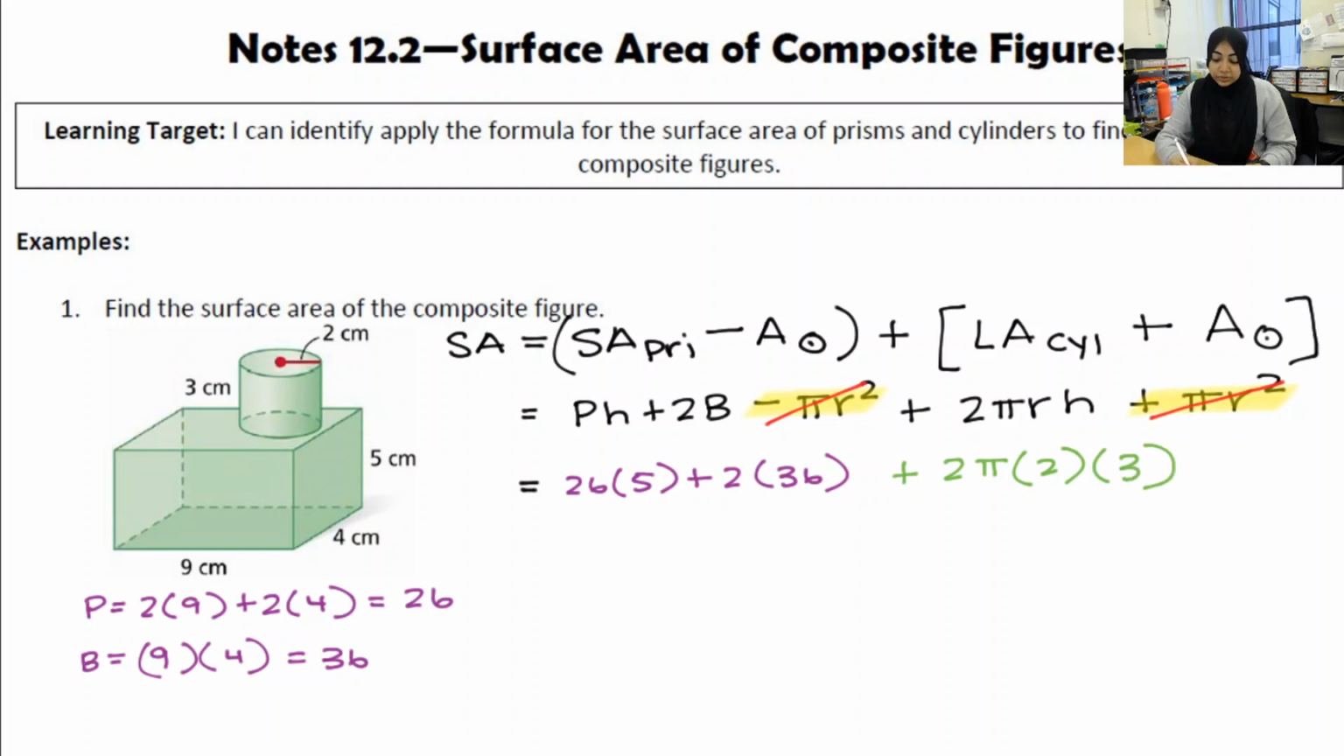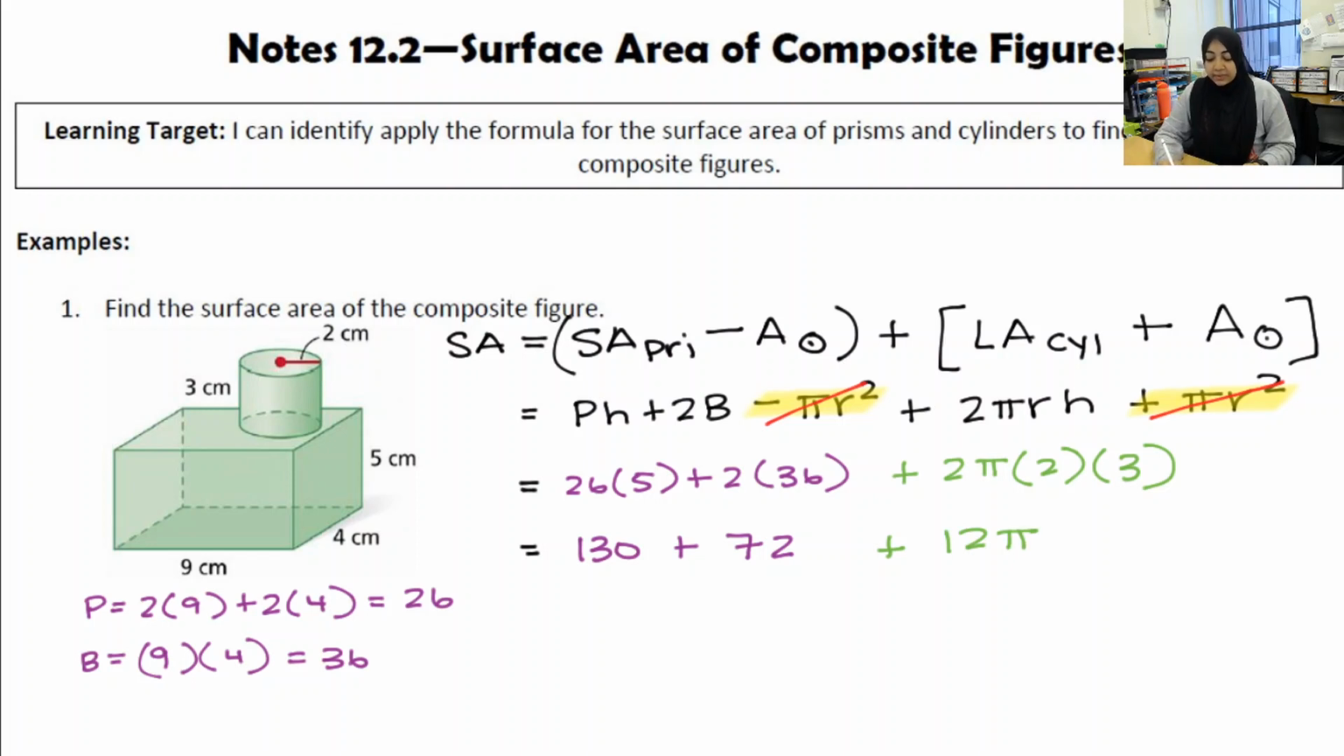And then all I have to do is simplify. It does not tell me to round, so that means my final answer is going to be in terms of pi. So I'm going to say equals 26 times 5 is 130, plus 2 times 36 is 72, plus 2 times 2 is 4, 4 times 3 is 12, so that's 12 pi.